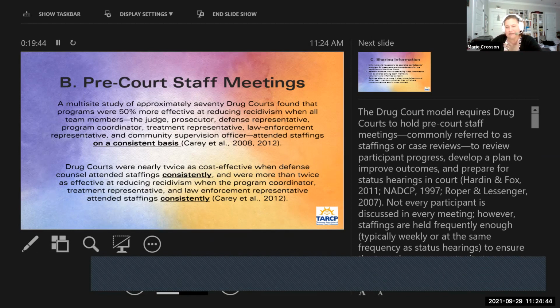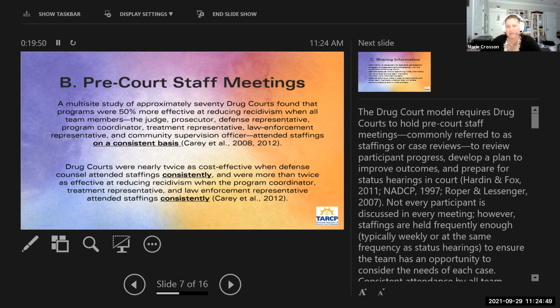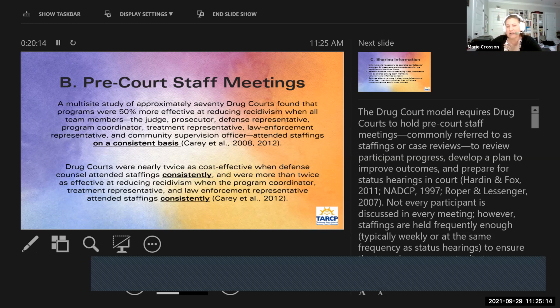So this is basically the data around pre-court staff meetings. When all these people that we were talking about in the first slide about team composition show up, then drug courts are 50% more effective at reducing recidivism than their counterparts. So basically, teams that don't have all these people showing up versus teams that do. And I also highlighted an important piece here that I want you to see. It is bolded and underlined, and it says, on a consistent basis.